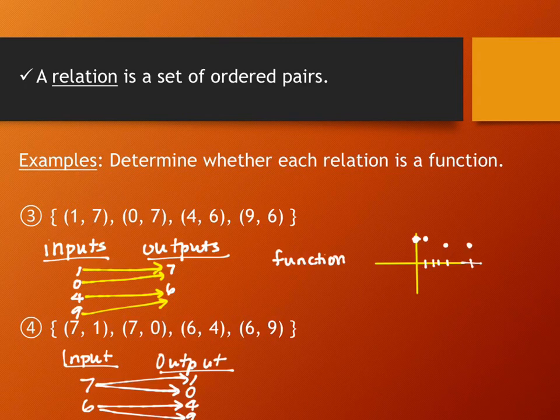If I have the input of 7, how many outputs do I have? 2. There are 2 here. And it fails twice, right? I mean, it fails for the 7 and for the 6. But even if it just failed for the number 7, it would be enough. This fails. This one's not a function.